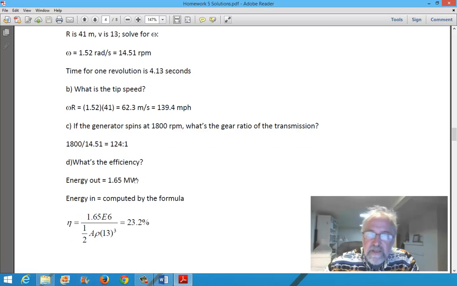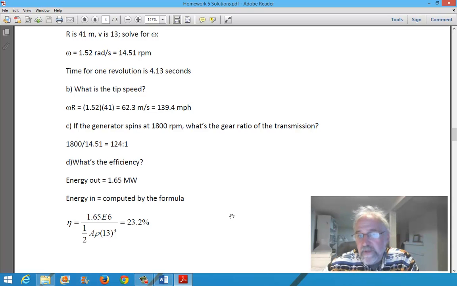And then what's the efficiency? Well, that gets back to this issue that at rated wind speed, 13 meters per second, we know it's generating 1.65 megawatts. So the question is, what's the input? What's the energy of the wind at that speed? And we just use the trusty 1/2 A rho V cubed. V is 13, and we get an efficiency of 23.2%. That's satisfying. That's pretty typical for wind turbines.